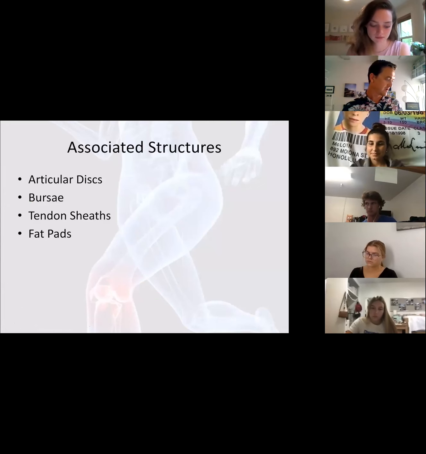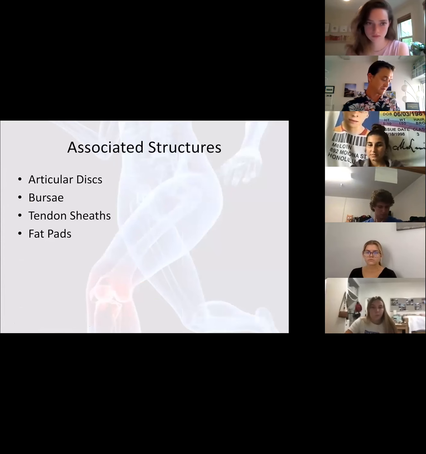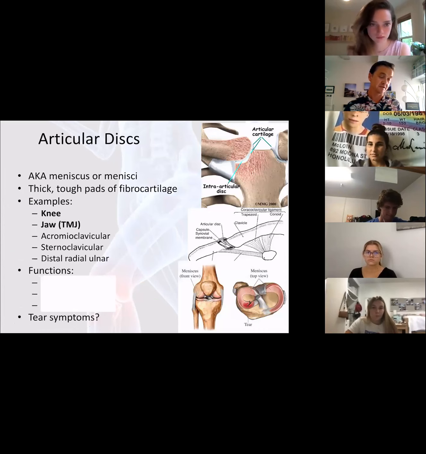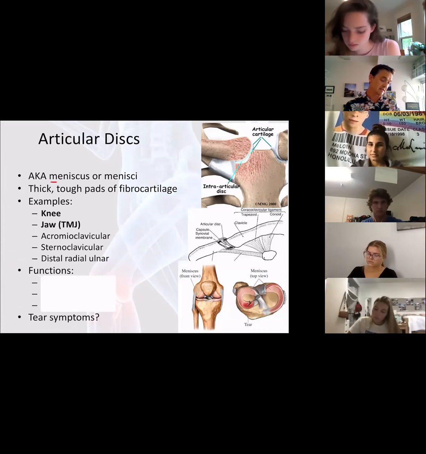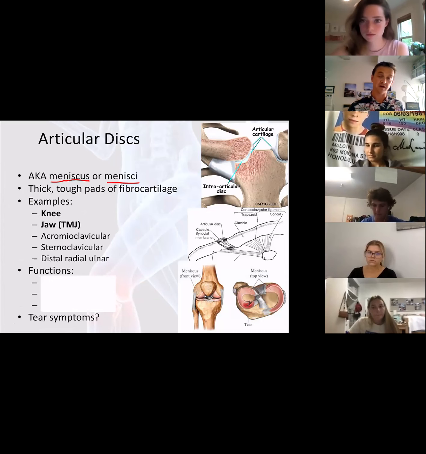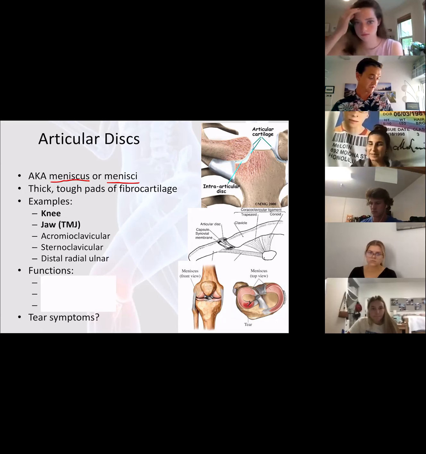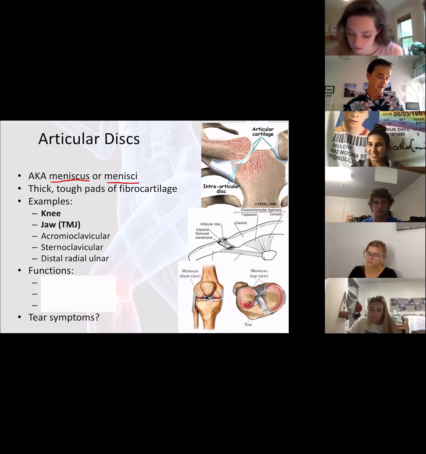Okay, so let's talk about some other structures that are associated with joints. Those are the four we're going to talk about here. So let's talk about articular discs. Articular discs, also known as a meniscus, singular, or menisci, plural. These are fibrocartilage pads, right? We talked about different types of cartilage. One of those was fibrocartilage. So these are thick, tough pads, really good for withstanding lots of compressive forces, okay?